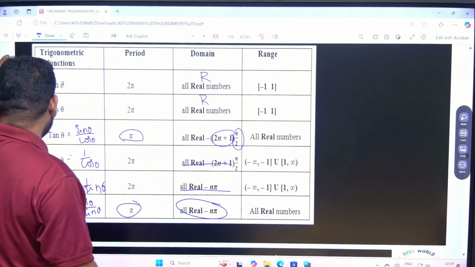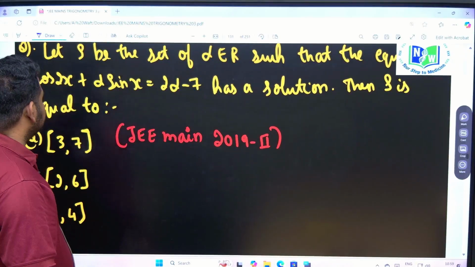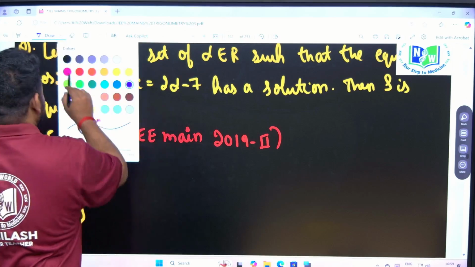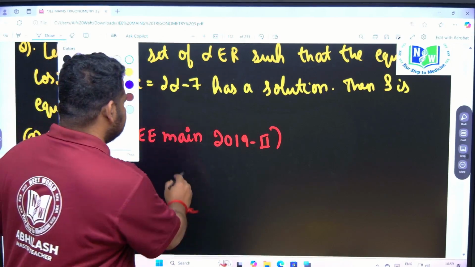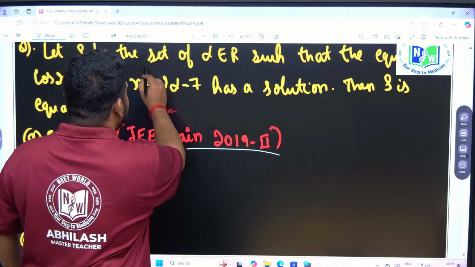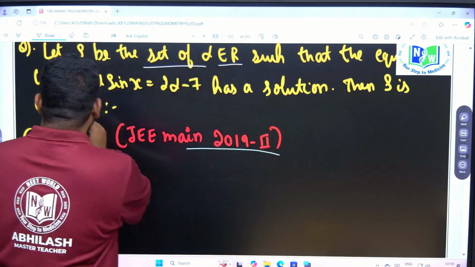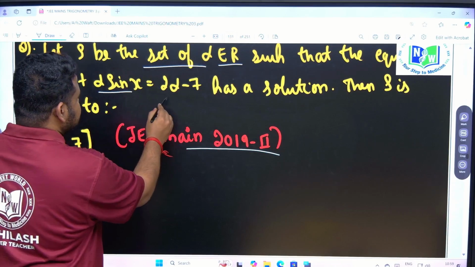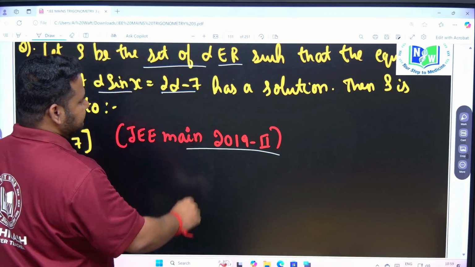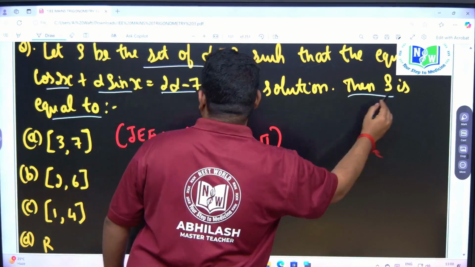Next thing. Based on domain, range and periodicity, a question is given. This was asked in JEE Mains 2019. Let us solve this question, friends. It's a very simple question. They have given: let S be the set of alpha belonging to real numbers such that the equation cos 2x plus alpha sin x is equal to 2 times alpha minus 7 has a solution. Then S is equal to what?